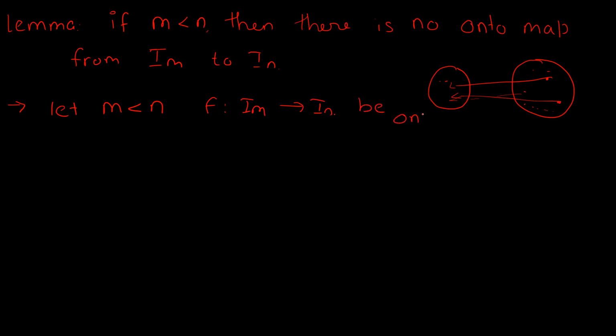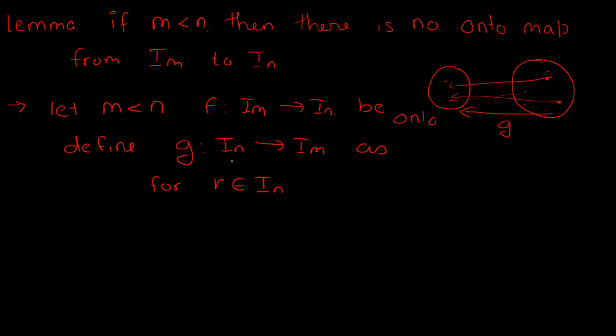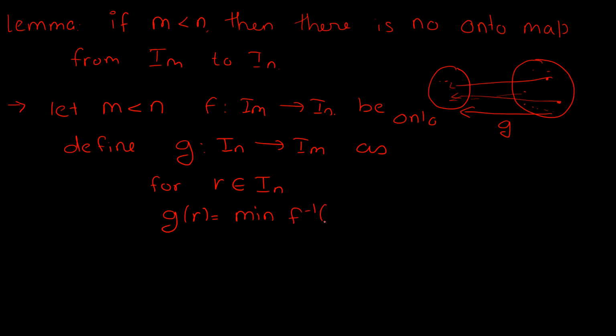I will assume that it is onto. I will define a g from I_n to I_m as another function, from here to here, I will define some g, such that for some r belonging to I_n, which contains all the elements from 1 to n, I will assume that g of r is equal to the minimum of f inverse of r.